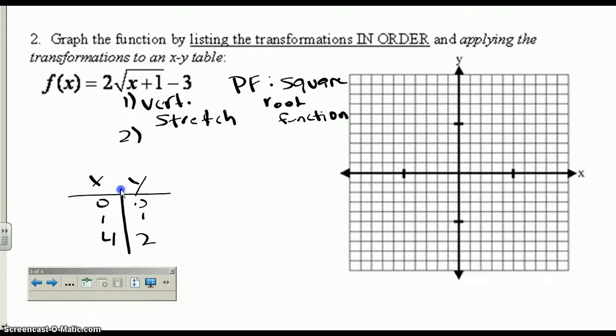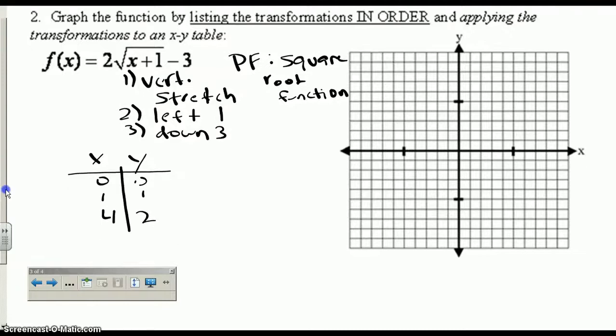My second transformation is the x transformation. It is x plus 1, so that means I'm moving to the left 1 because it's opposite. And lastly, I have a negative 3 on the outside, so that means I'm going down 3 units. Okay, so let's apply these transformations to our xy table.